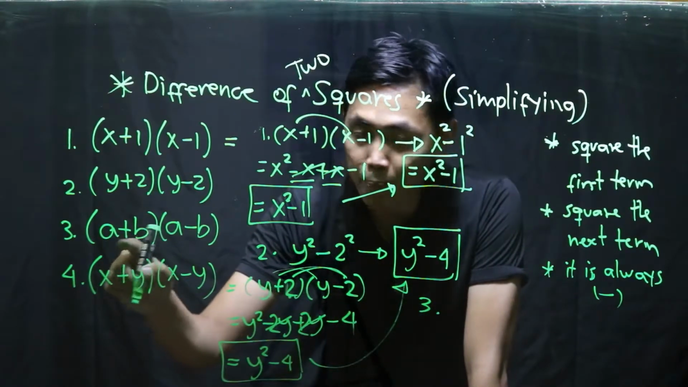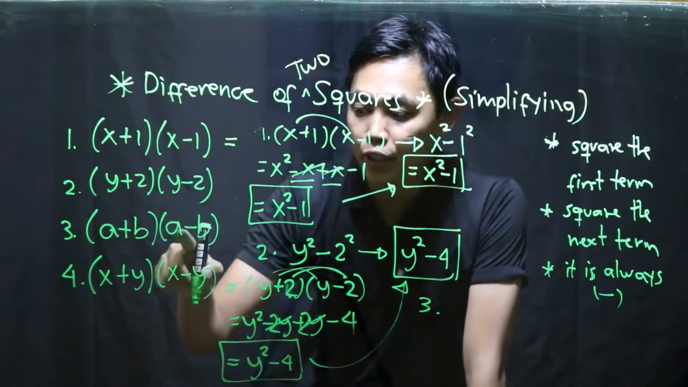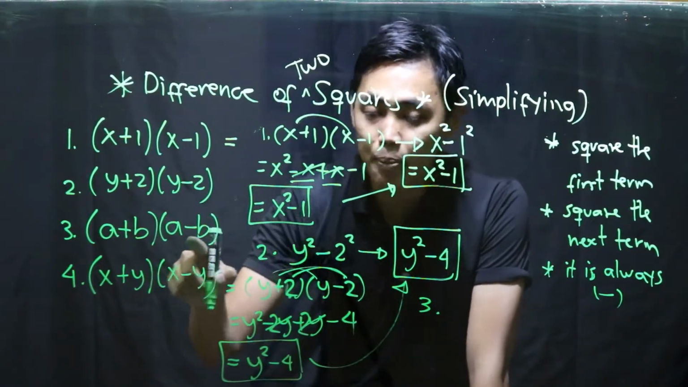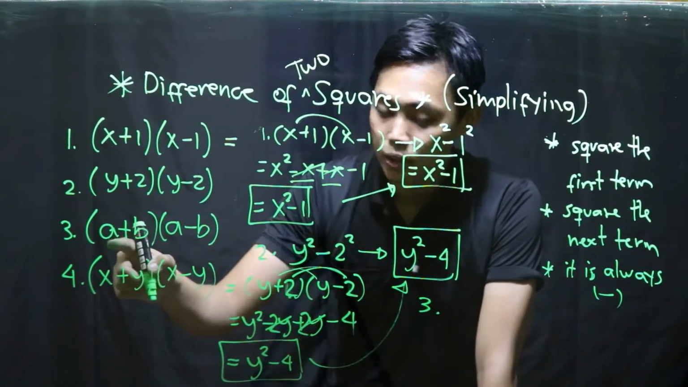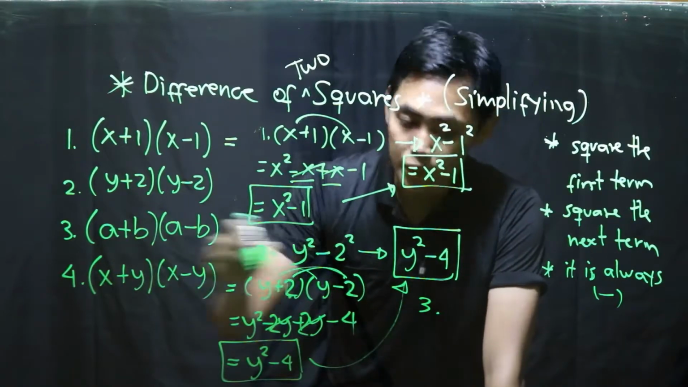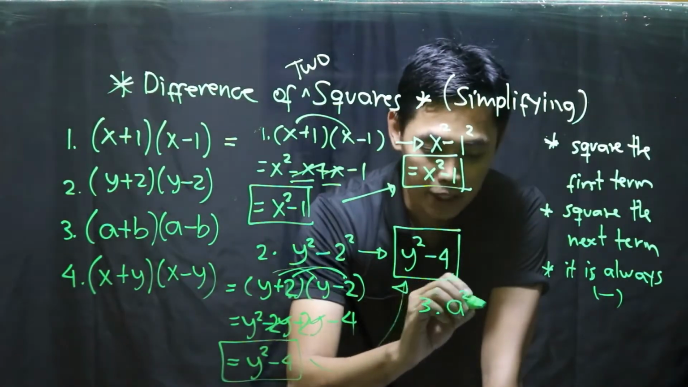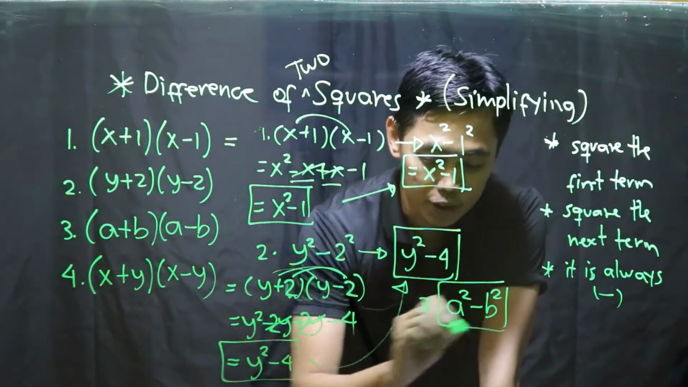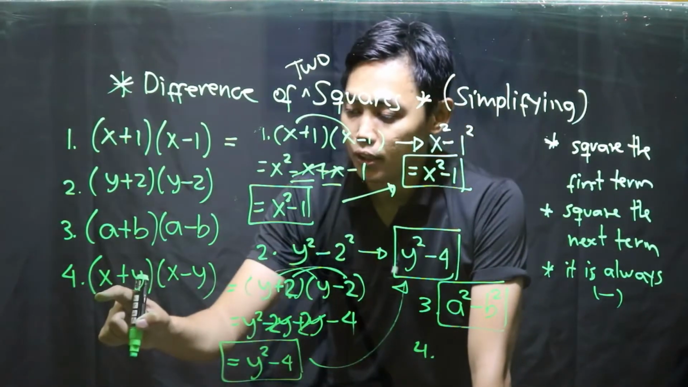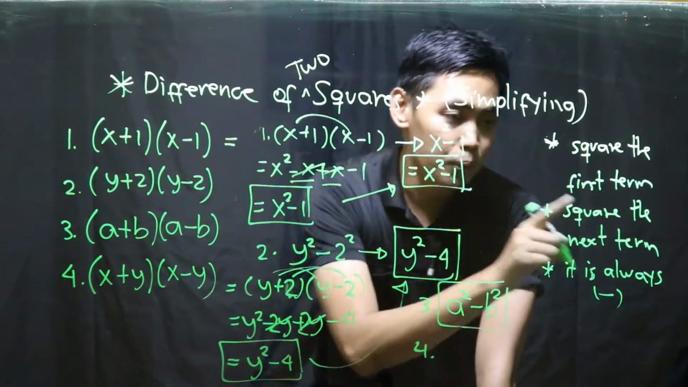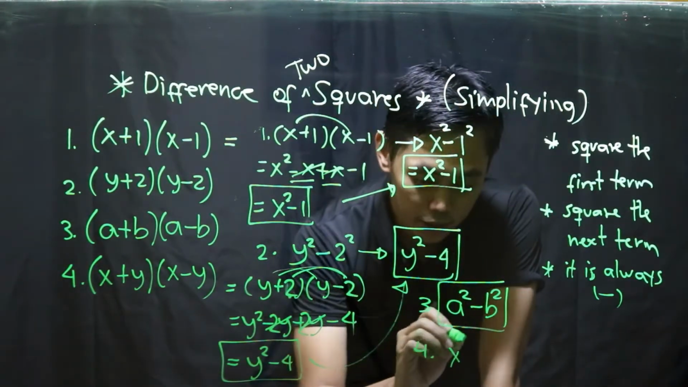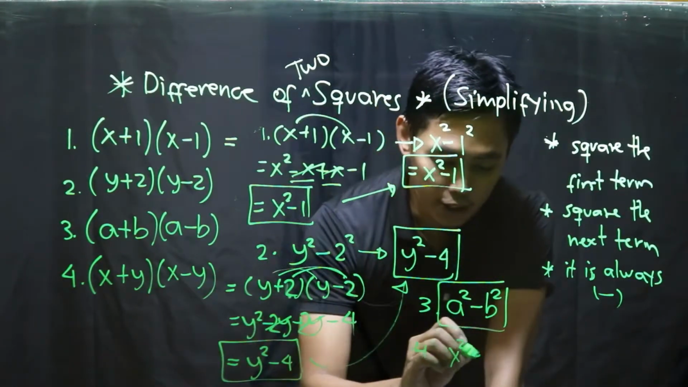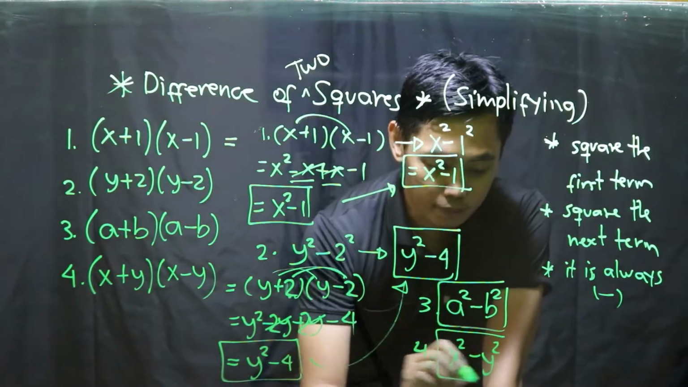Let's have the third one. We have (a + b)(a - b). Square the first term, a squared, minus square the last term, b squared. This is the answer. Number 4: we square the first term, x squared, then square the last term, y squared.